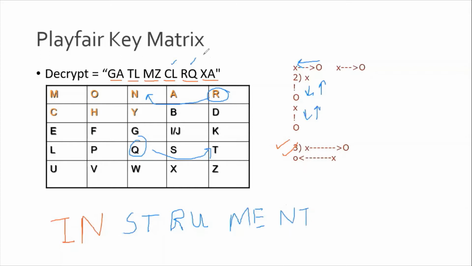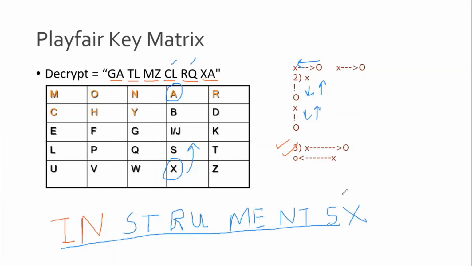So lastly, we have 2 characters left in the ciphertext, that is X and A. Let's check how we can solve it. X and A, we have A and we have X in the same column. So the rule for the same column is that we write the letter above. So for X, we write S, and for A, we have to roll back and write the X. So the last two characters will become S and X. And we can see that this is instruments, and that X was added as a filler at last.